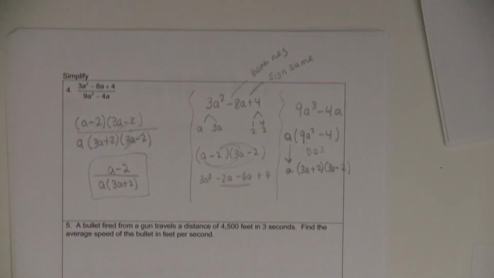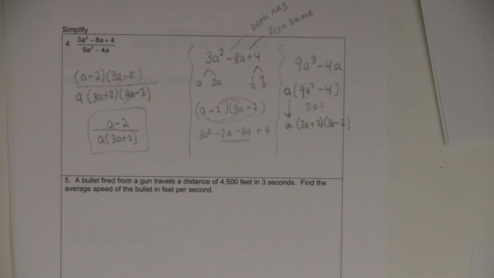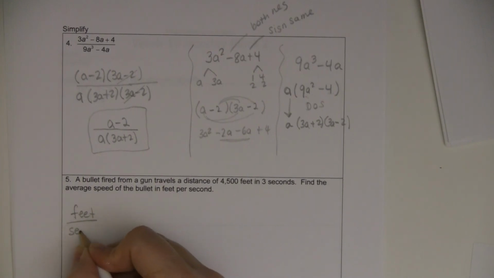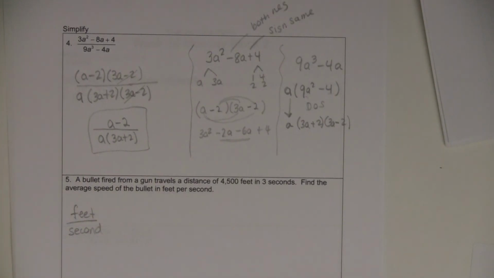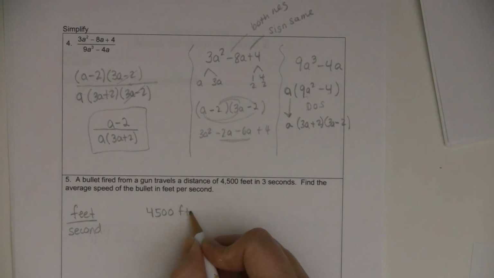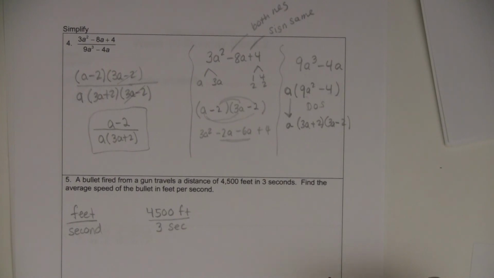And then one last problem, and then I'll pause this video and do the other one. A bullet fired from a gun travels a distance of 4,500 feet in 3 seconds. Find the average speed of the bullet in feet per second. So this really helps us, the feet per second, because that tells us what you want to divide. You want to divide your 4,500 feet by your 3 seconds. And when you do that, that will be the speed of the bullet in feet per second.